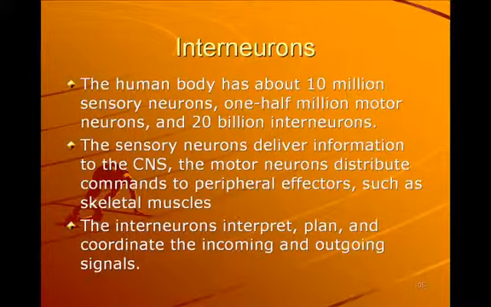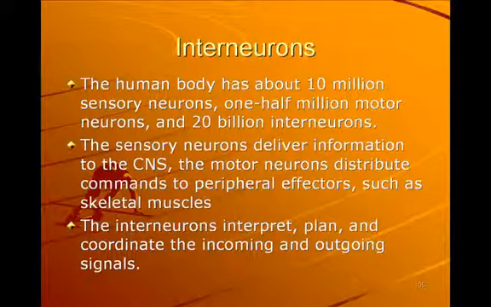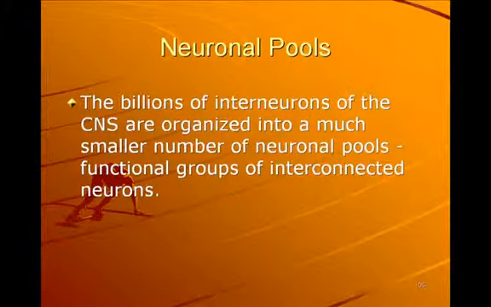There are other structures referred to as interneurons. The human body has about 10 million sensory neurons, about 1/2 million motor neurons, and 20 billion interneurons. Sensory neurons deliver information to the central nervous system. The motor neurons distribute commands to peripheral effectors, such as skeletal muscles. The interneurons interpret, plan, and coordinate incoming and outgoing signals, and this is very important.